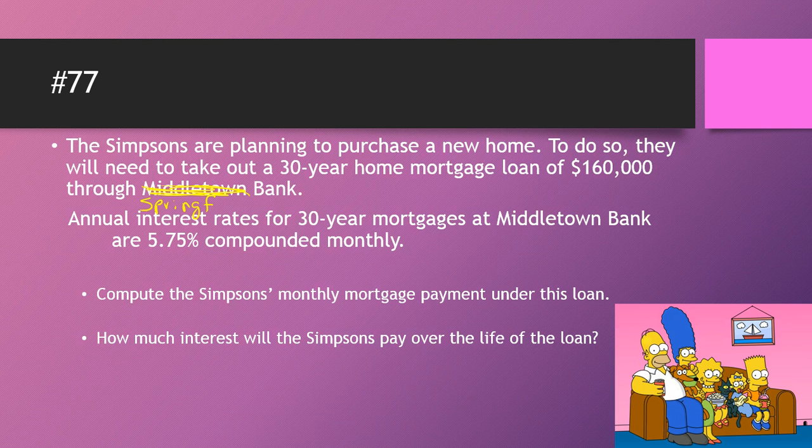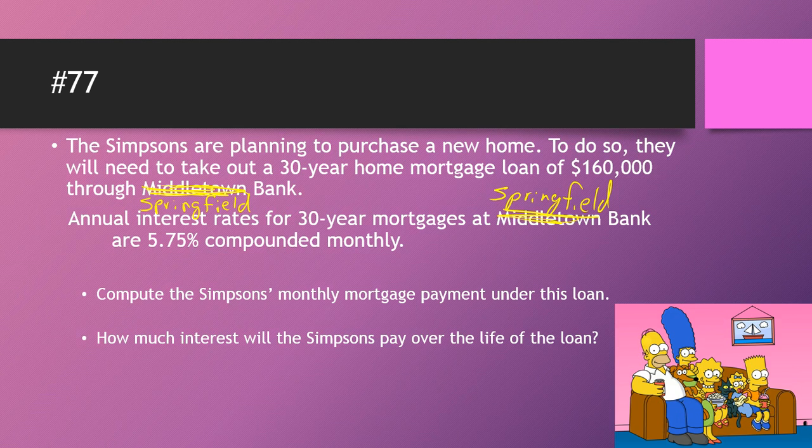All right. The interest rate that Springfield Bank gives for a 30-year mortgage is around 5.75%. Okay, compounded monthly, of course. And the question is asking, how much do they pay per month, and how much interest will be gained throughout the 30-year loan, the life of the entire loan. Okay. So the first thing we have to do is find out how much they're paying per month.